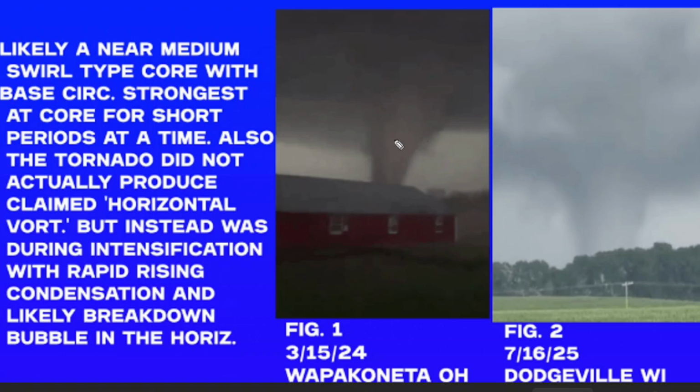This same description was actually described with the Gary tornado that I mentioned, and the Ashby tornado. And again, one of the claims was that the tornado produced horizontal vortices, but instead it was during intensification, with rapidly rising condensation and likely a breakdown bubble in the horizontal, that produced a visual that looked like a horizontal vortice, but it wasn't actually. And so we're talking about not an actual high intensity feature that you typically associate.